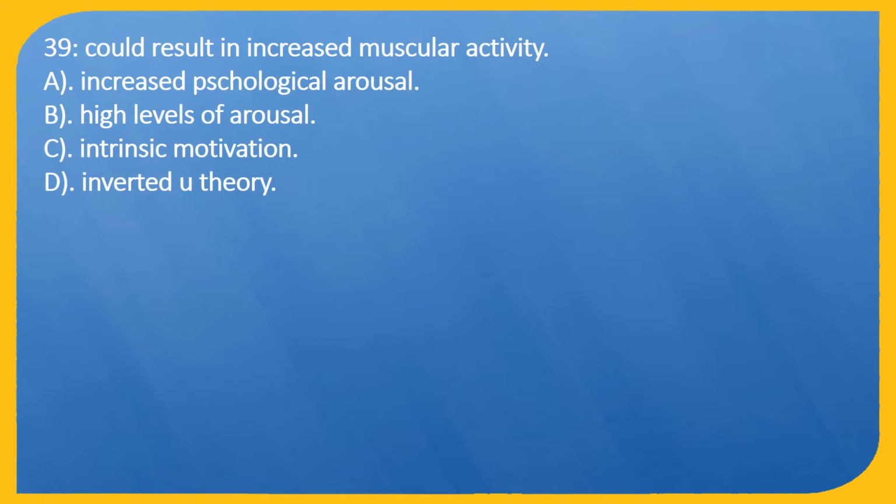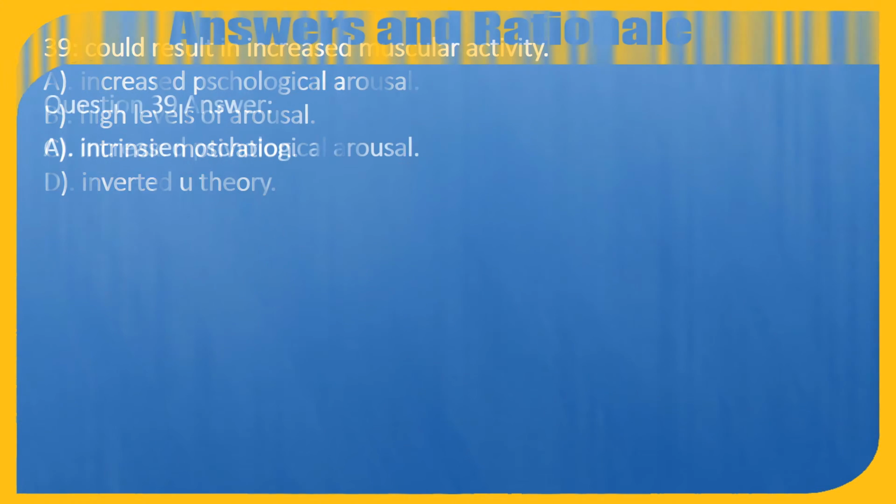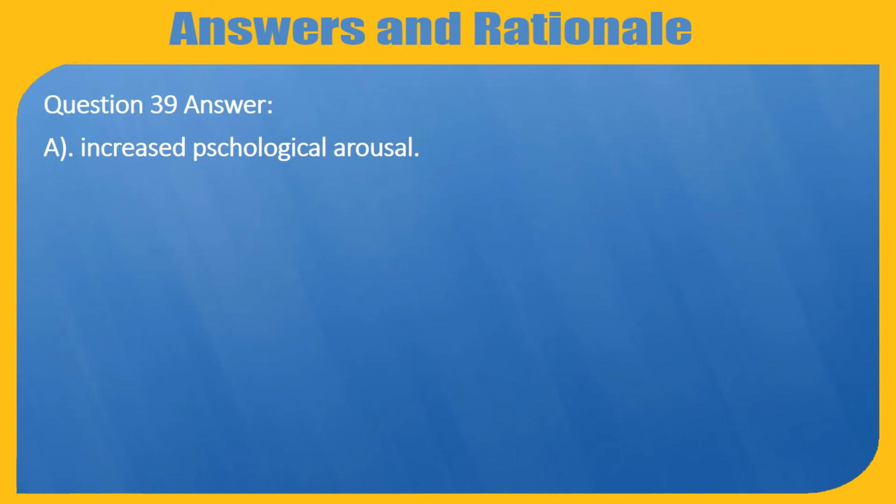Question 39. Could result in increased muscular activity. A. Increased psychological arousal. B. High levels of arousal. C. Intrinsic motivation. D. Inverted U theory. Question 39. Answer. A. Increased psychological arousal.